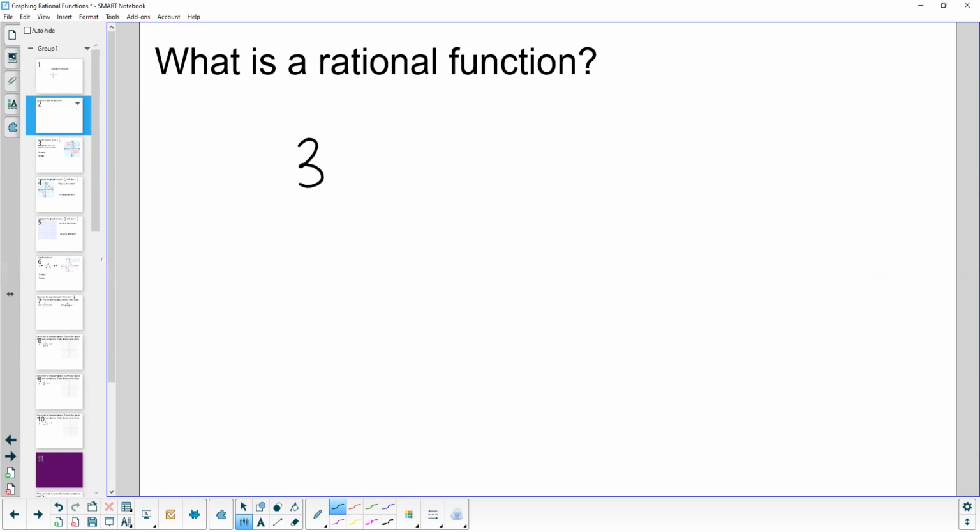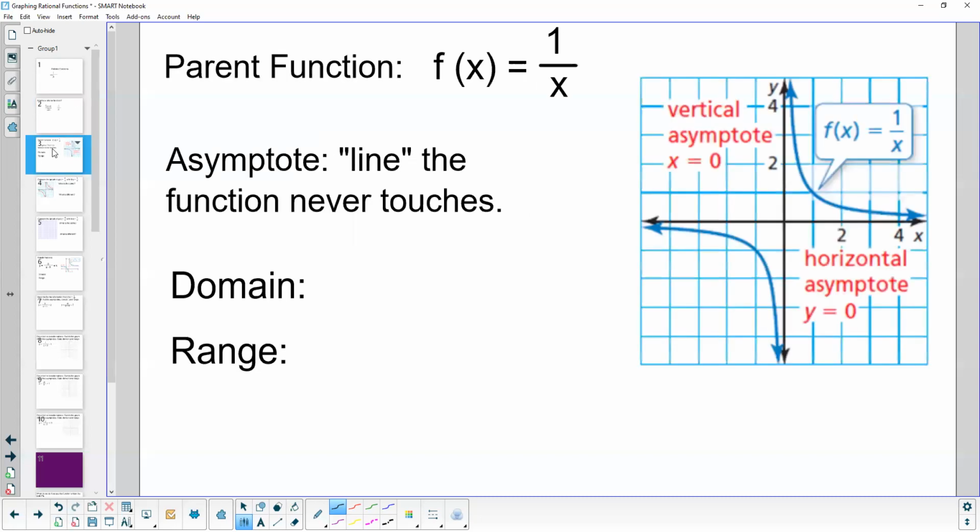So we can see something like 3x plus 4 over 2x, we could have something like 1 over x. Theoretically, your polynomial function could be written as a rational function, but why make it more complicated than it is? Okay, let's take a look at the parent function. The parent function of a rational is 1 over x. A parent function is considered the most basic of all types of functions. So every other rational function is based off of this one, especially when it comes to those shifts.